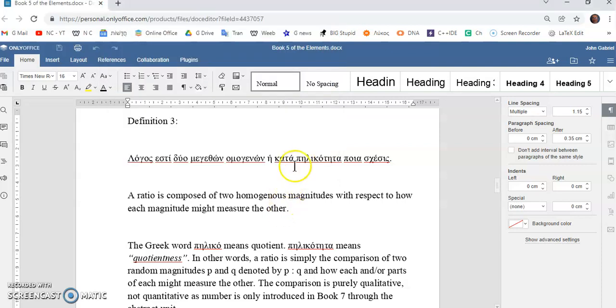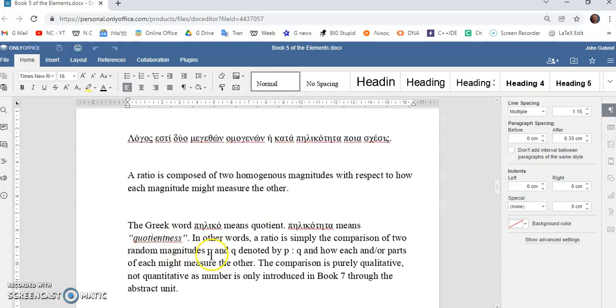Now, definition 3 was the definition of a ratio. And remember, I talked to you about quotientness. In other words, you can take any two magnitudes and form a ratio from them, but they only have a relationship if each of those magnitudes can be measured by a common divisor or by each other, okay? So that is what quotientness means.